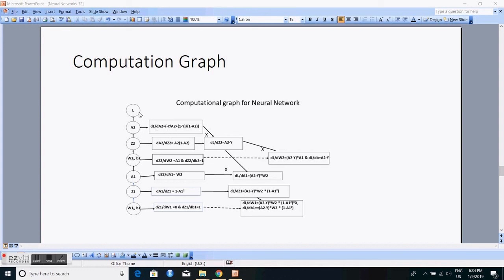So if you take ∂L/∂A2, we know the loss equation, and it is minus Y by A2 plus (1 minus Y) divided by (1 minus A2). And ∂A2/∂Z2, which is the sigmoid function derivative, is A2 into (1 minus A2). Taking the product of these, ∂L/∂Z2 is A2 minus Y. Similarly, ∂Z2/∂A1 is W2, and multiplying this gives ∂L/∂A1. So basically we work through this computation graph. This chain rule, whatever you have seen, is basically represented in this computation graph.